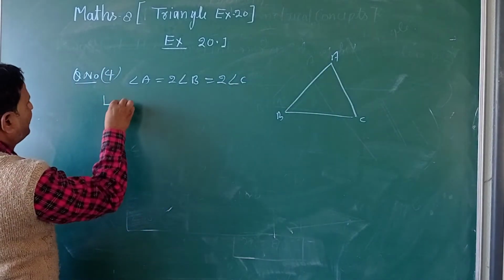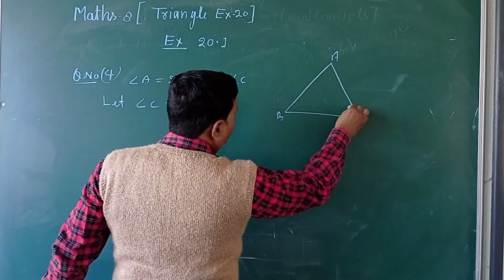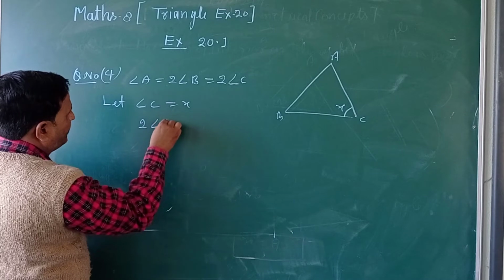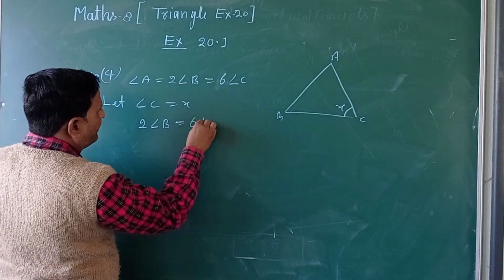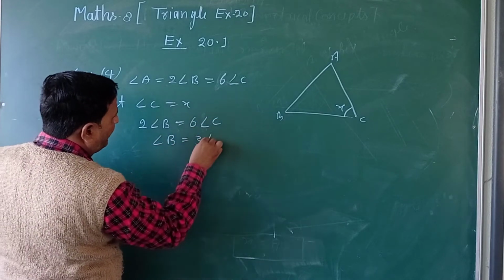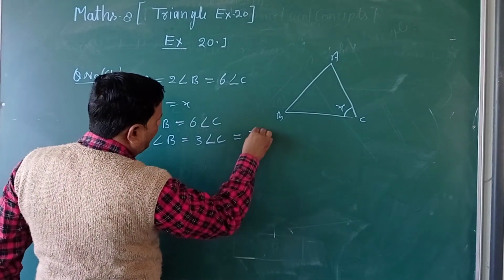Let angle C be x. So now see that 2B is equal to 6 angle C, then B is equal to 3 angle C. C value I suppose x, so this will be 3x.